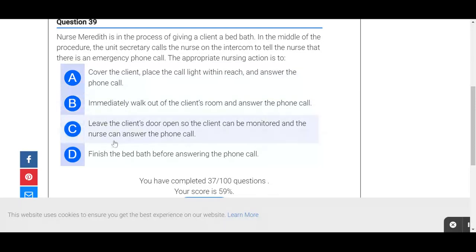No, don't do this. Leave the client's door open so the client can be monitored and the nurse can answer the phone call. No, don't do this. You're giving a client a bed bath. Finish the bed bath before answering the call. So the best thing to do is to cover the client, place the call light within reach, and answer the phone call.